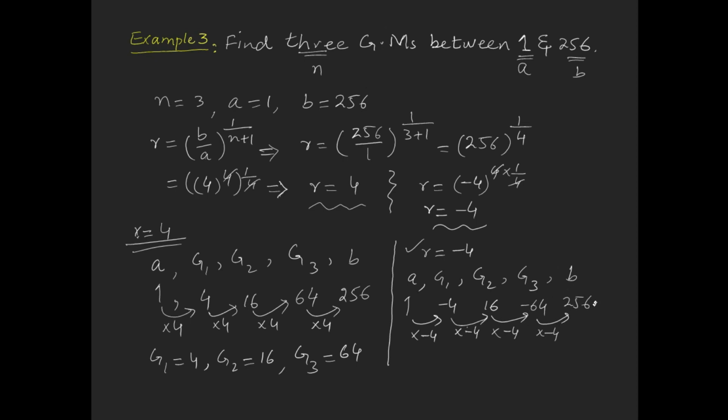So B is the same, because we have got B equal to 256. This means the geometric means we have found are correct. So the first geometric mean is minus 4, the second geometric mean is 16, and the third geometric mean is minus 64.